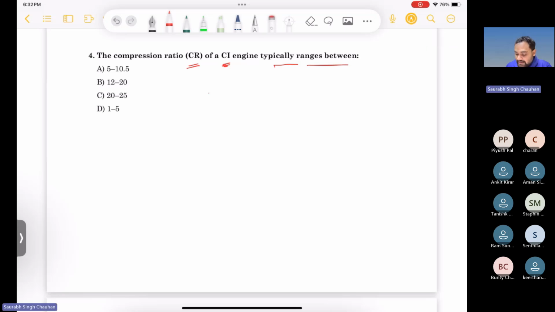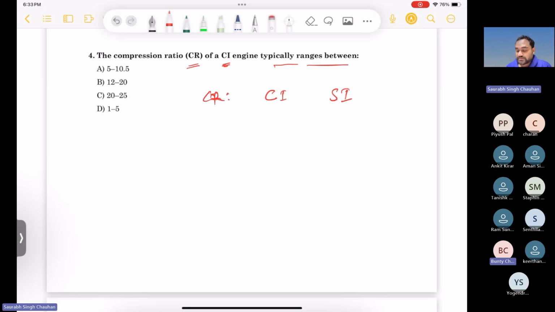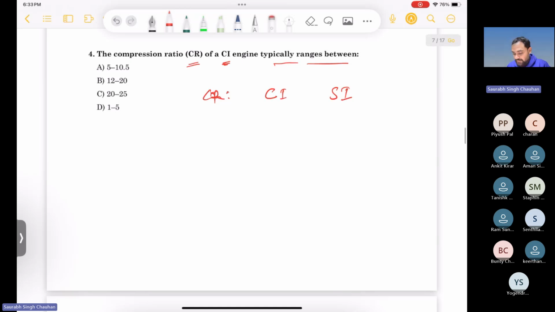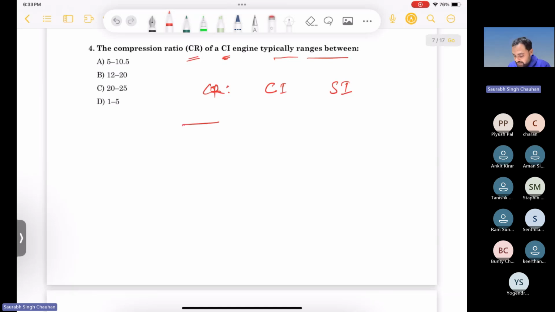Okay. The compression ratio of CI engine is more or SI engine is more? Which is higher? Which type of compression ratio? You know compression ratio? CI engine का ज्यादा होगा. But I think all of you know the compression ratio. If you don't know, then I will quickly explain what the compression ratio is.